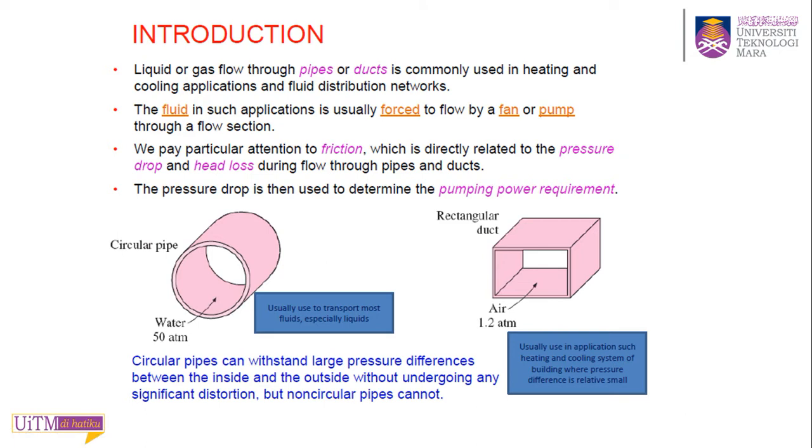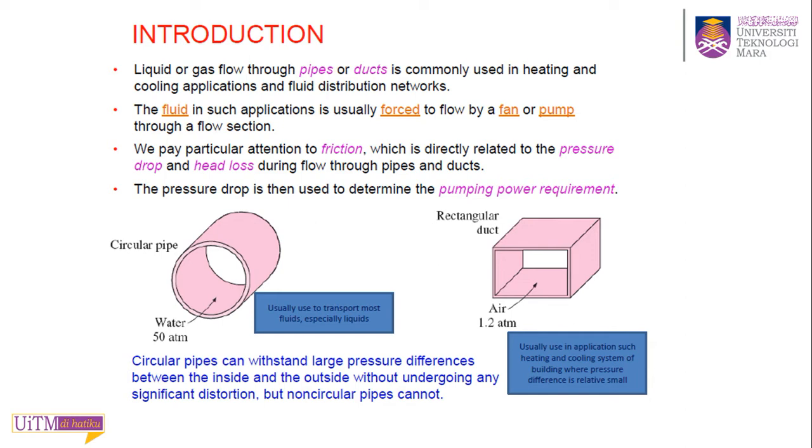Introduction. Fluid can be liquid or gas. Flow through pipes or ducts is commonly used in heating and cooling applications and fluid distribution networks. So you have flow in a pipe, used for heating and cooling and also to distribute, like oil and gas. You have a huge network of fluid distribution underground to distribute your oil. That's one example.